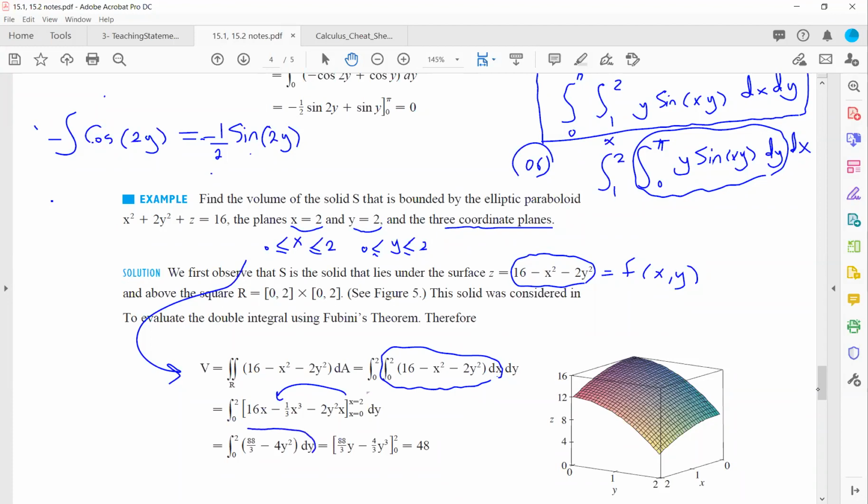Now we take the integral with respect to y. The integral of constant 88 divided by 3 with respect to y is 88 over 3 times y, minus the integral of 4y squared, which is 4/3 y cubed. Now we plug in 2, then we plug in 0, and we calculate the volume.